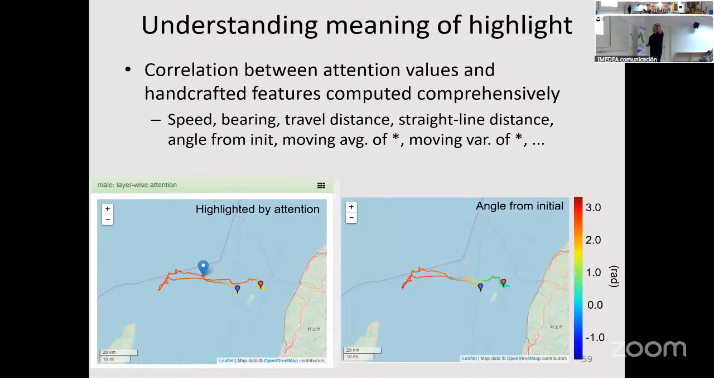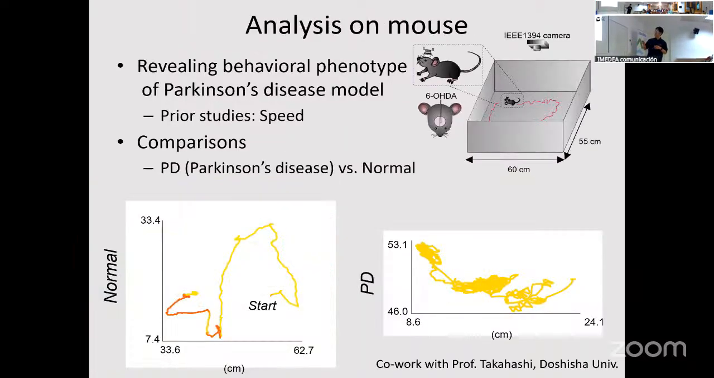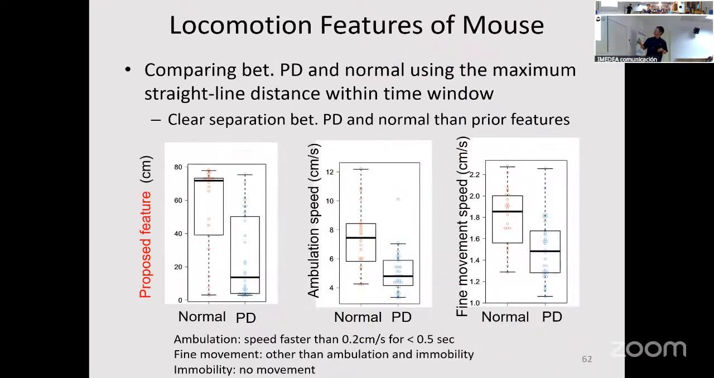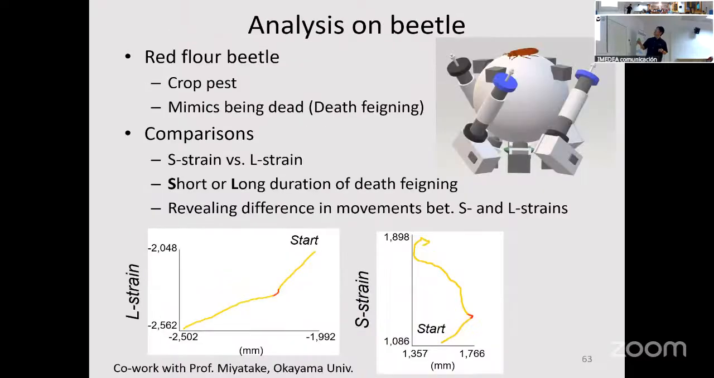And to help understanding the meaning of the highlight, we also calculate the correlation between attention values and comprehensively computed handcrafted features. It is a function to help understanding the meaning of the attention. And I would like to introduce one example.